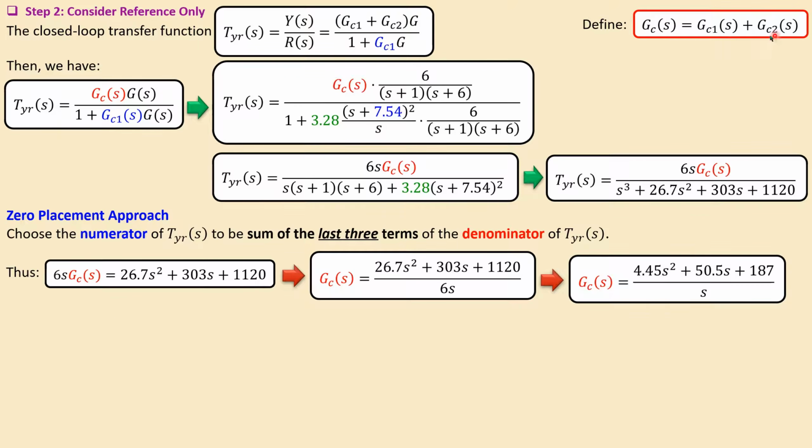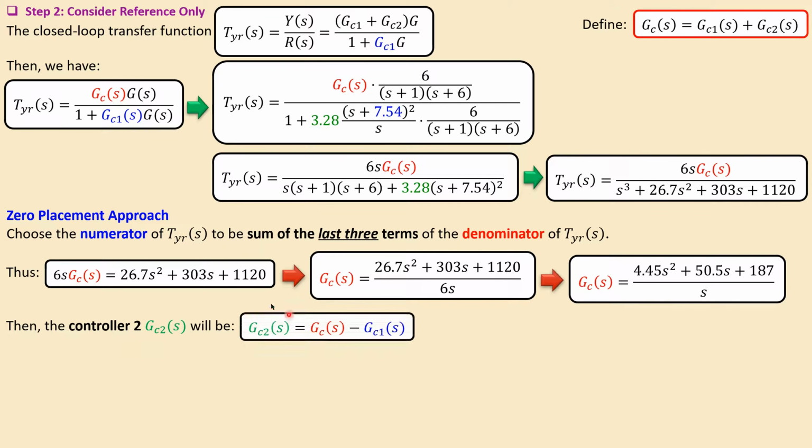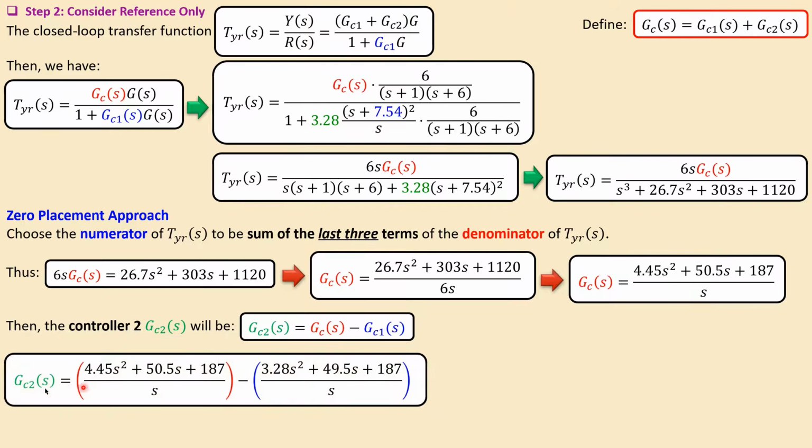Now we know the controller total is controller 1 plus controller 2. Then mathematically, controller 2 is controller total minus controller 1. Straightforward business. We add up everything we have so far. So this was what we have determined, and this was already determined in the previous slide, the discussion.